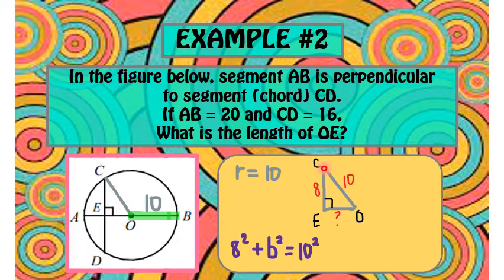So now we know that this side of the right triangle has a length of 8, the hypotenuse has a length of 10, and we just need to find the length of side EO or OE. They want to know what is the length of segment OE, which is right here.